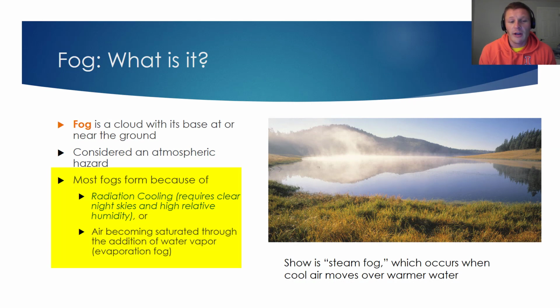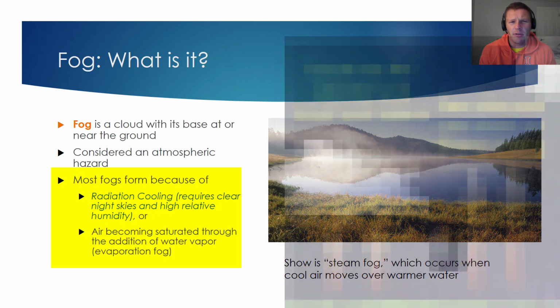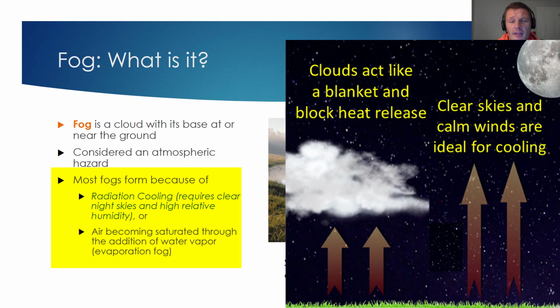The first is what's known as radiation cooling. And radiation cooling requires clear night skies and high relative humidity. To explain it as simply as possible, on a cloudy night, the clouds can act like a blanket that traps heat. But on very clear nights with no clouds around, heat energy can escape the surface very easily, and land will cool rapidly. And it's that radiation cooling that can trigger the formation of certain fogs.